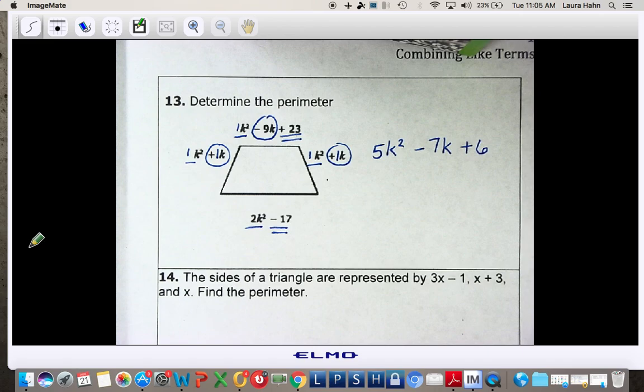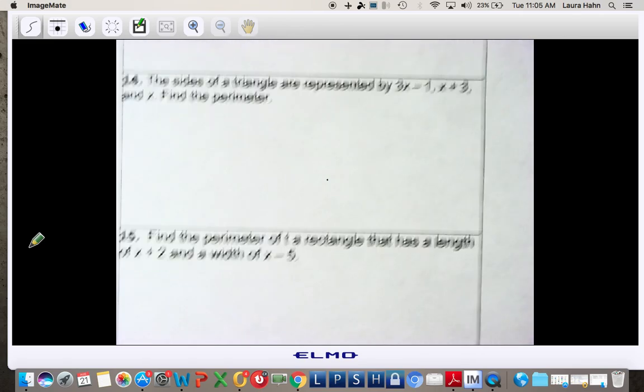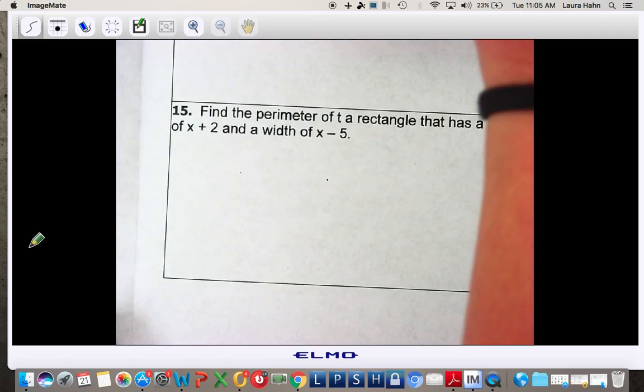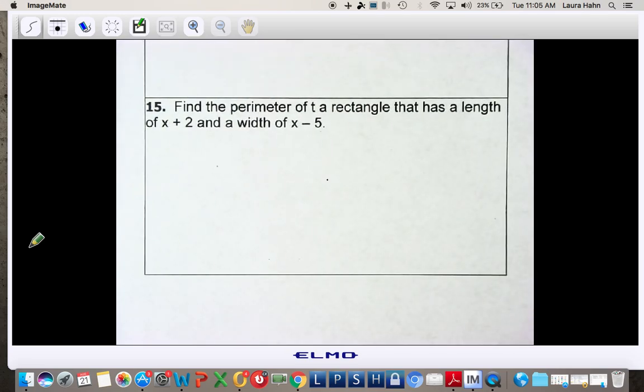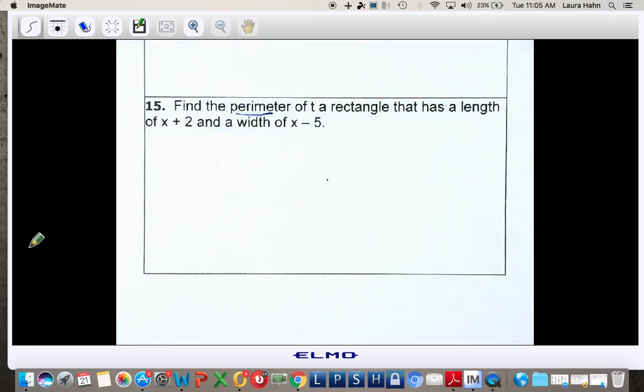All right, last problem on this together. Okay, this one looks a little bit different again. We don't have a picture this time. It's just giving us the words. Same idea though. Okay, it says find the perimeter, which means add all your sides of a rectangle that has a length of x plus 2 and a width of x minus 5.